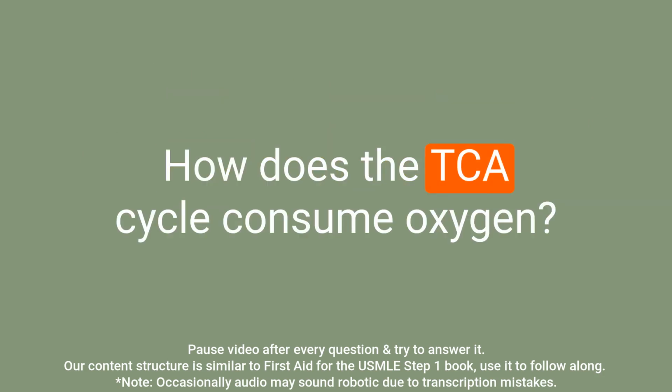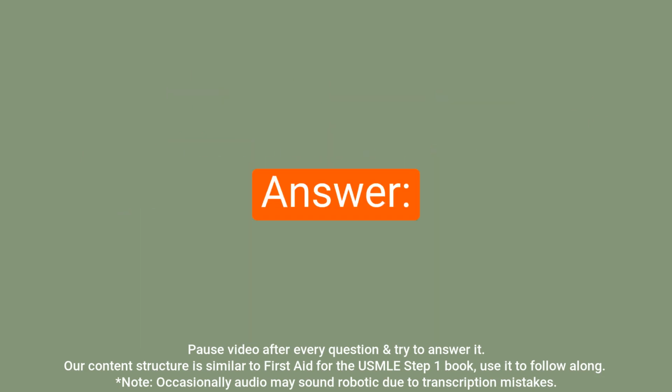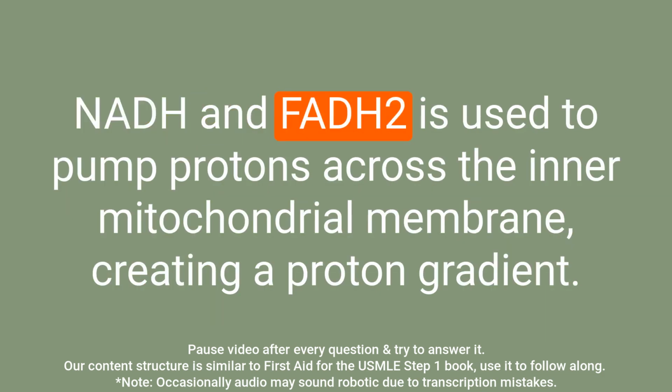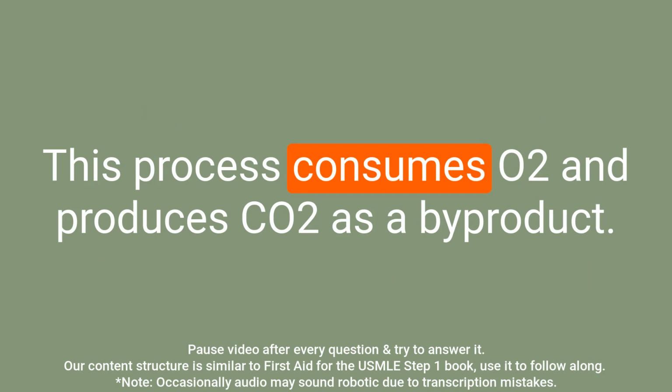Question: How does the TCA cycle consume oxygen? Answer: The TCA cycle consumes oxygen during the process of oxidative phosphorylation, which is the process by which the energy from the electrons carried by NADH and FADH2 is used to pump protons across the inner mitochondrial membrane, creating a proton gradient. This process consumes O2 and produces CO2 as a byproduct.